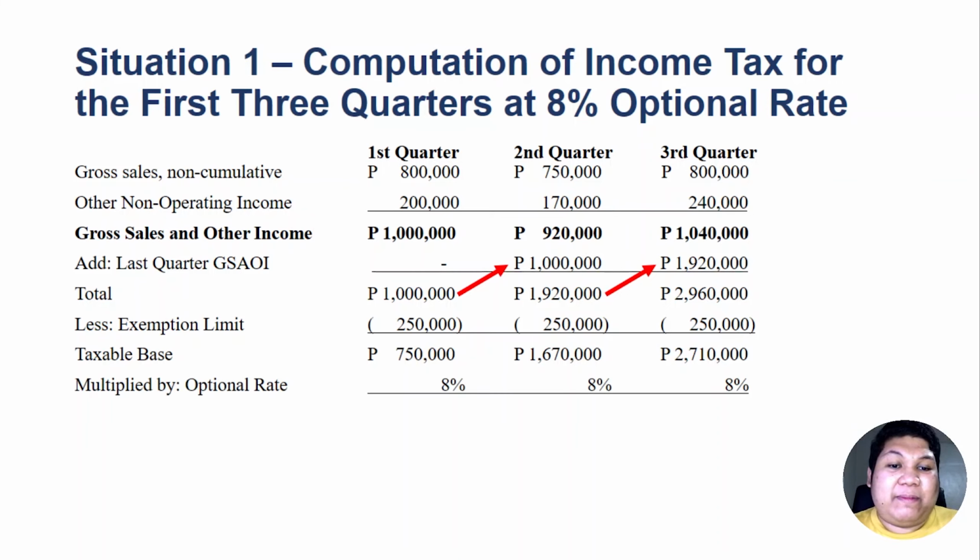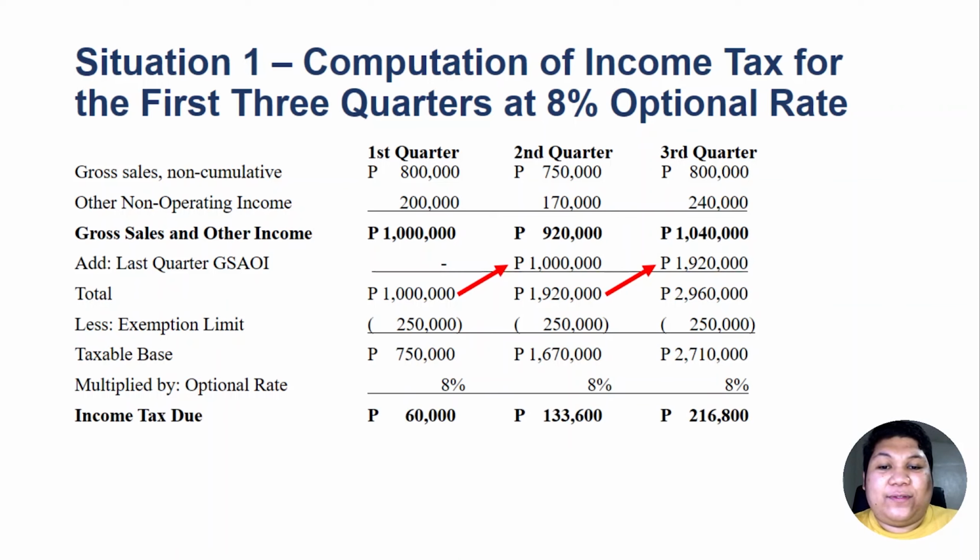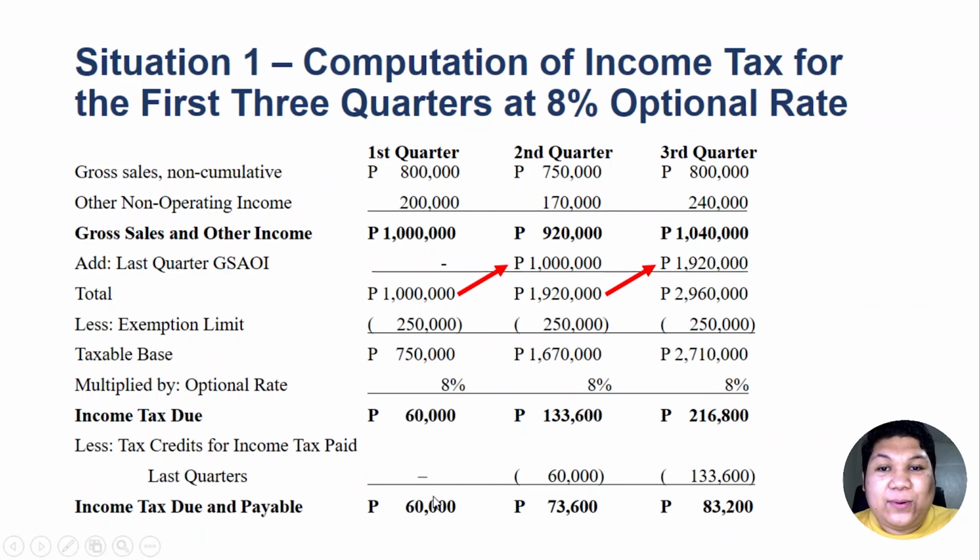And we can now multiply by the 8% optional rate. So the income tax due for the first quarter is 60,000 pesos, for the second quarter we have 133,600, and for the third quarter it's 216,800. But again, this income tax due is cumulative. So for the first quarter, Juan's income tax due is 60,000 pesos. This is the amount that Juan should pay in the first quarter.